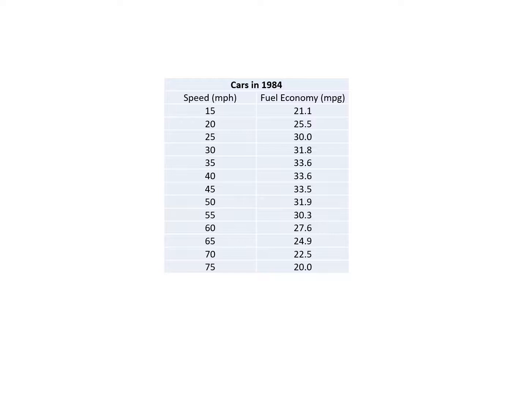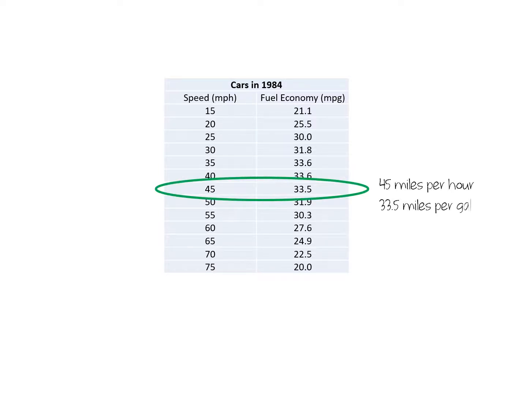Here is some data that was collected by the Oak Ridge National Laboratory. In 1984, they took 15 different cars, drove them around a test track at different speeds, and measured their fuel economy. So, for example, they found that when they were driving the cars at 45 miles per hour, the cars on average had a fuel economy of 33.5 miles per gallon. In this table, we can see what the largest and smallest values of fuel economy are, but the table only gives us data at specific speeds, and it's possible that cars might maximize or minimize their fuel economy at speeds that are in between those displayed in the table.